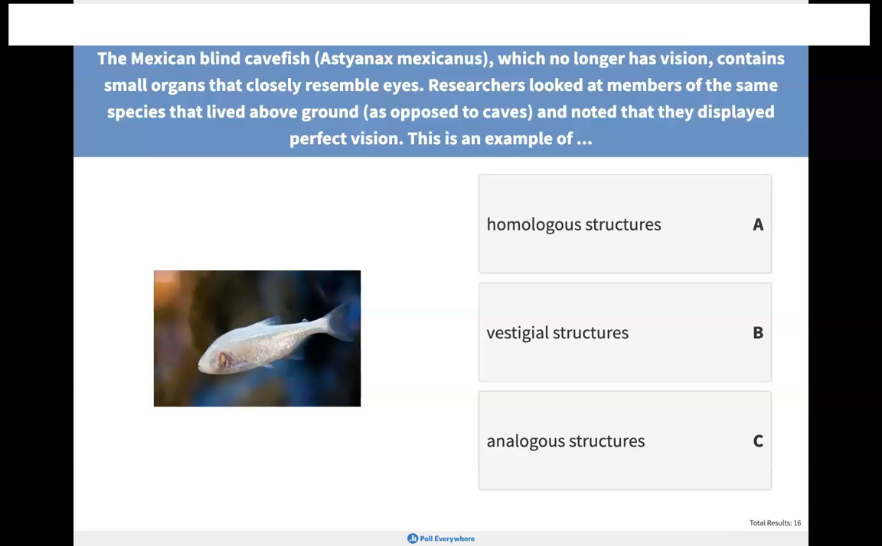Remember, pause it. I want you guys to think about it before I give you the answer. What could this be an example of?